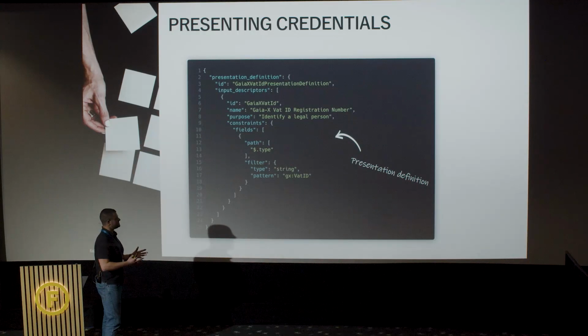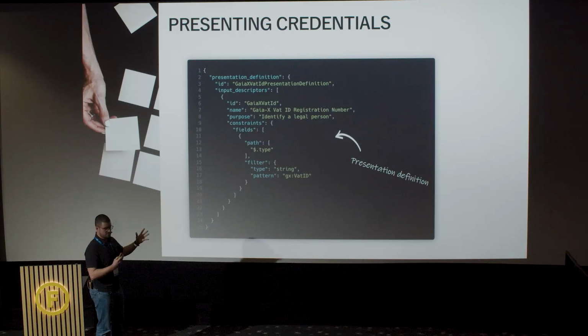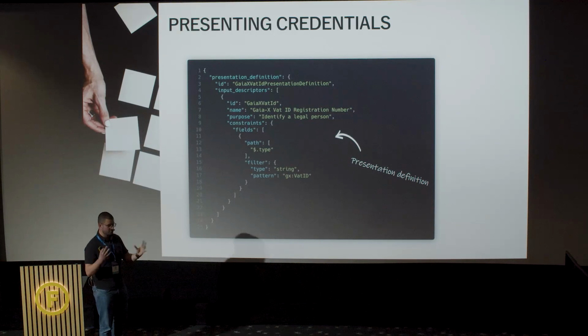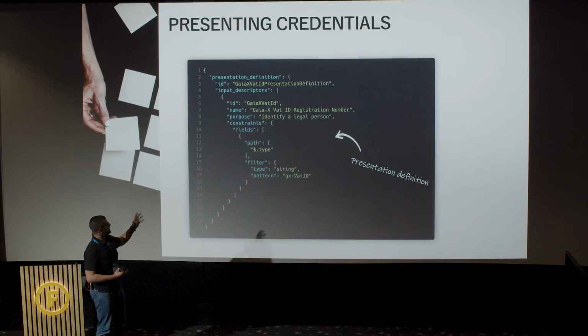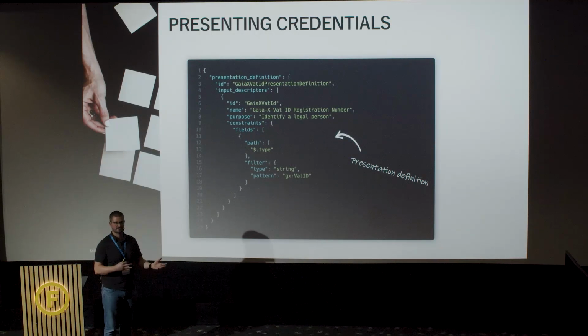A presentation definition looks like this. It has a unique ID that is required. And then you have input descriptors. Each input descriptor is going to represent a verifiable credential you want. And you're going to have constraints within these descriptors, which are going to say how the wallet must collect that verifiable credential within its storage.